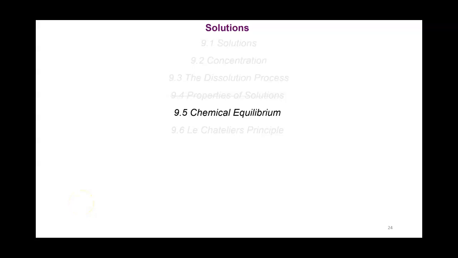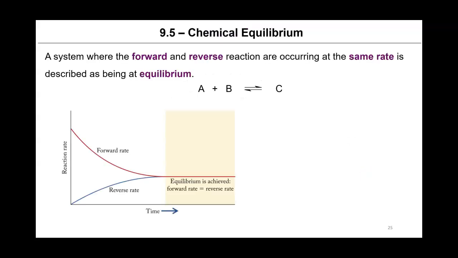In section 9.5, we discussed the topic of chemical equilibrium. A system where the forward and reverse reactions are occurring at the same rate is described as being at equilibrium. To indicate that a reaction is at equilibrium, instead of using a regular arrow, we used an arrow with half-headed arrows pointing in either direction.